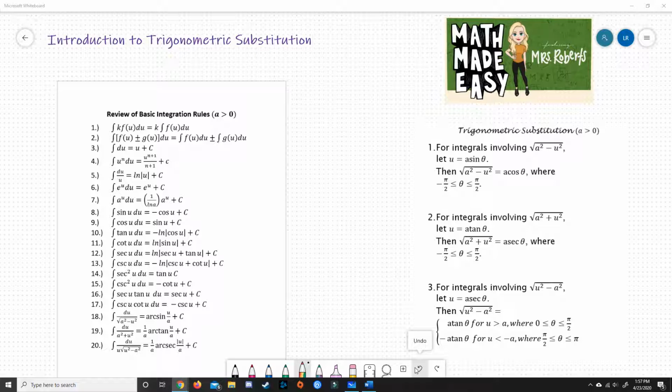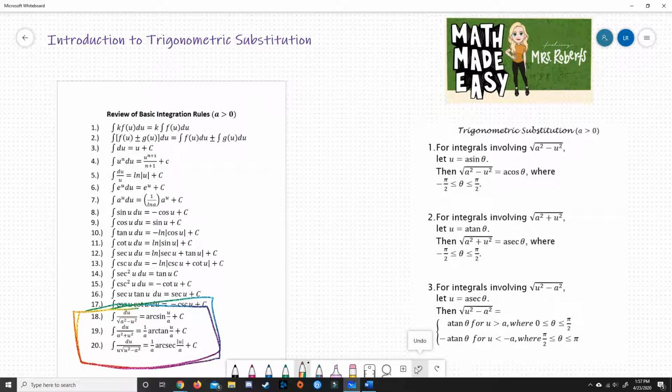In this mini-series, we are going to try to tackle a very difficult concept called trig substitution in calculus. So this is going to be a very basic introduction, and in this introduction, I just want us to start beginning to think about why. So we're going to be looking specifically at these rules here, 18, 19, and 20.